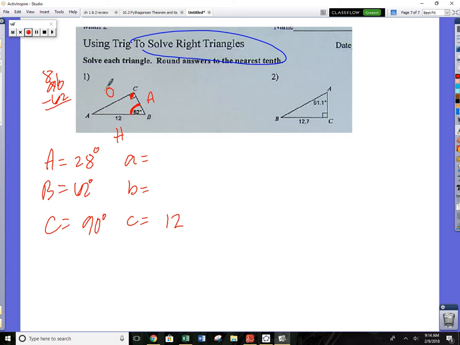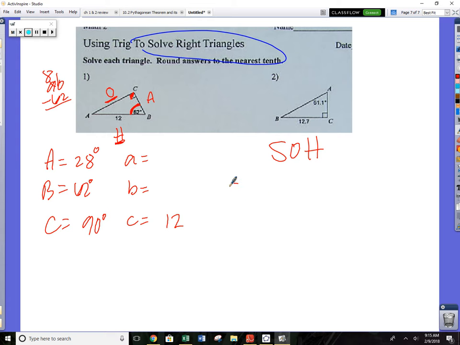So I'm going to find the opposite first. So I'm going to use the opposite with the 12. So I'm going to use the opposite with the hypotenuse. So that trig ratio is sine. So I'm going to use sine. But I do know the angle. You need to know two of the three things. So there's an angle and two sides. And I know an angle and a side. So if I know two of the three, I can find the third.